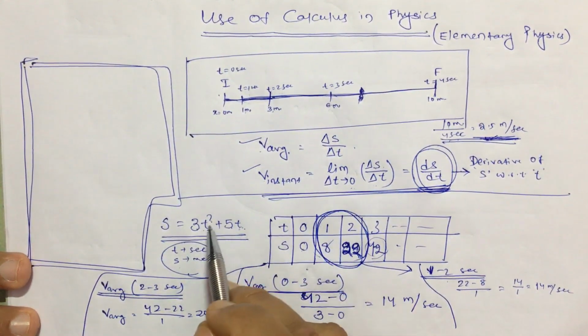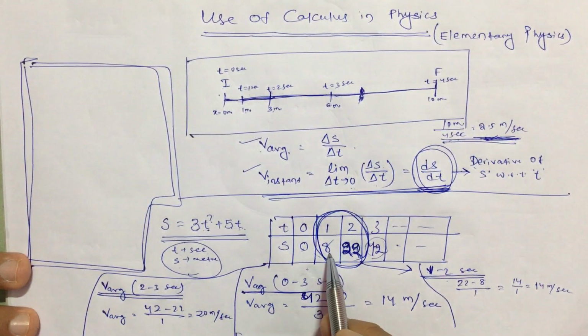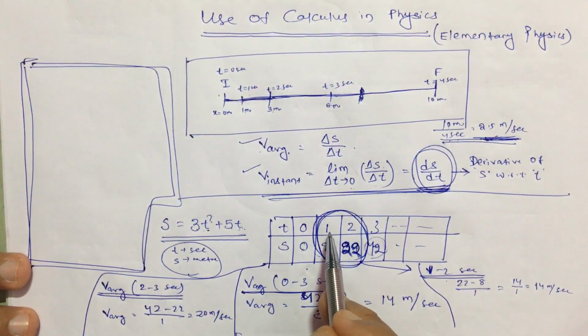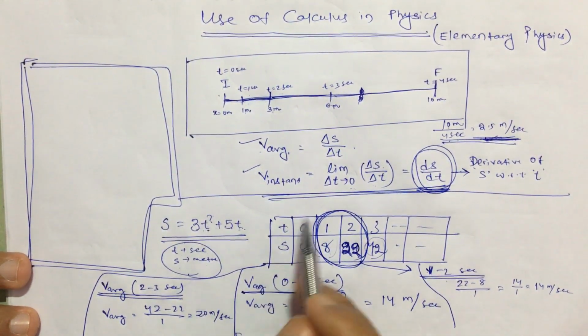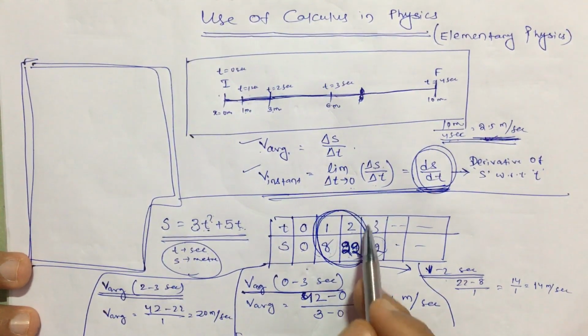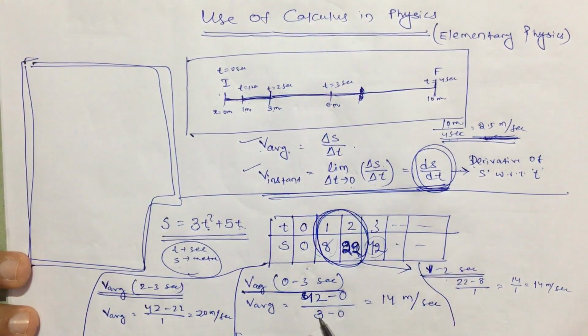Similarly, if you put t equal to 1 here, it is 3 into 1 square plus 5 into 1, you will get 8. What does this mean? 1 and 8. It means in 1 second it has travelled a total of 8 meter. Similarly, in 2 seconds, if you put the value, you will find it has travelled a total of 22 meter. Similarly, in 3 seconds, it has crossed the mark of 42 meter, and like that.